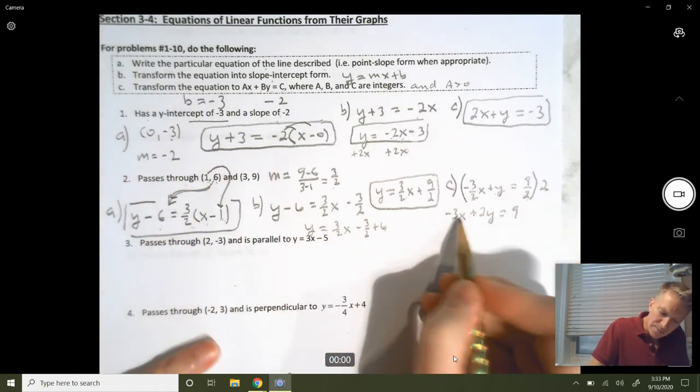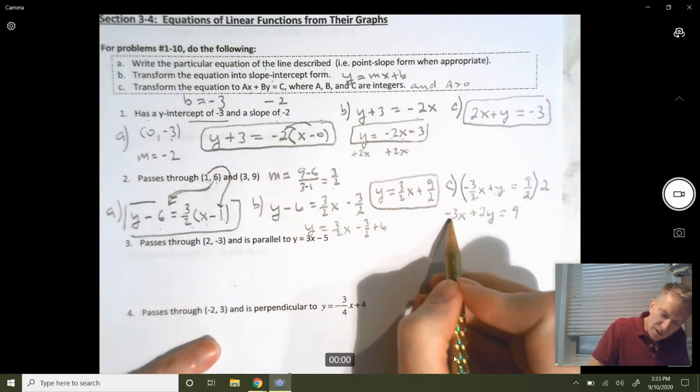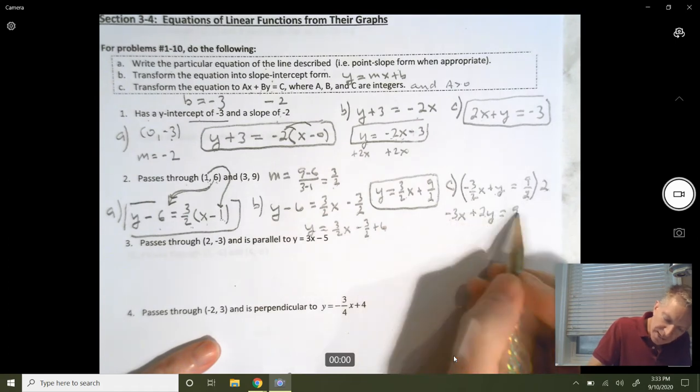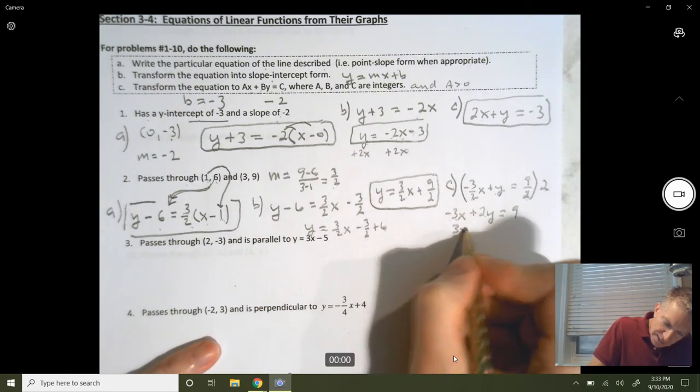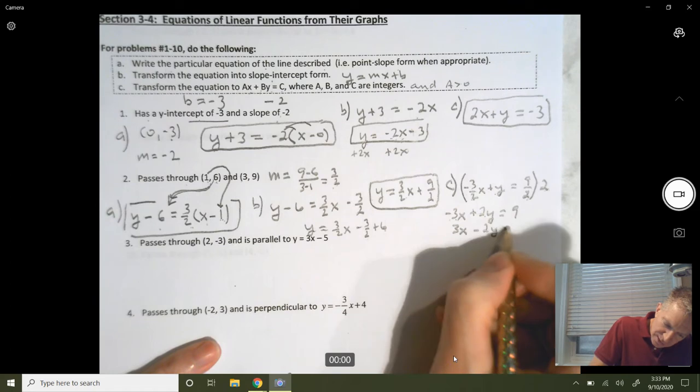Okay, one last step. I always like to make the a value positive. So I'm going to multiply both sides of the equation by -1. I get 3x minus 2y equal to -9.